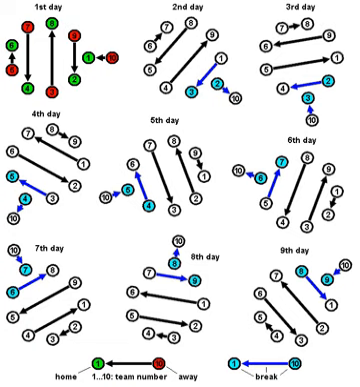A round-robin tournament or all-play-all tournament is a competition in which each contestant meets all other contestants in turn. A round-robin contrasts with an elimination tournament, in which participants are eliminated after a certain number of losses.